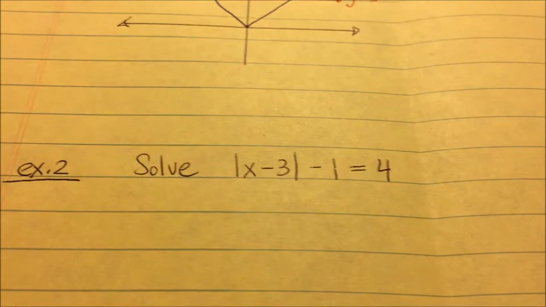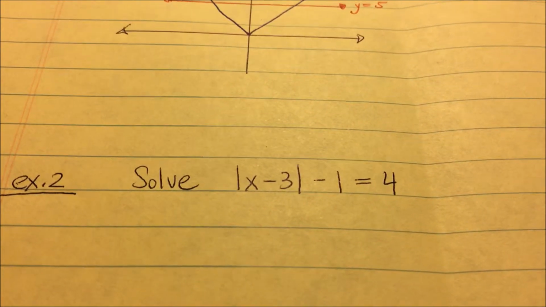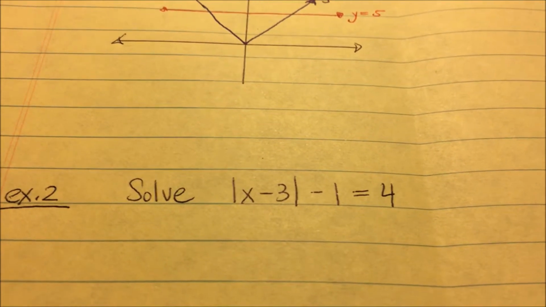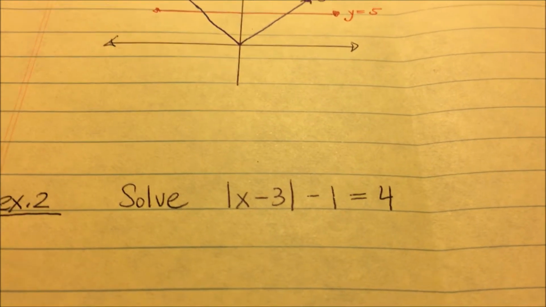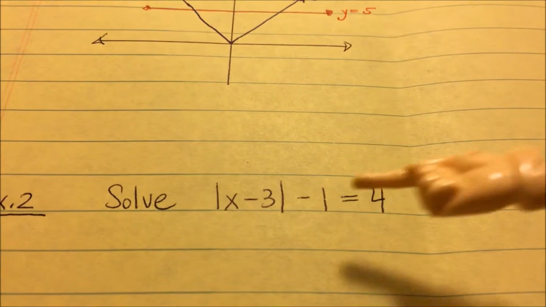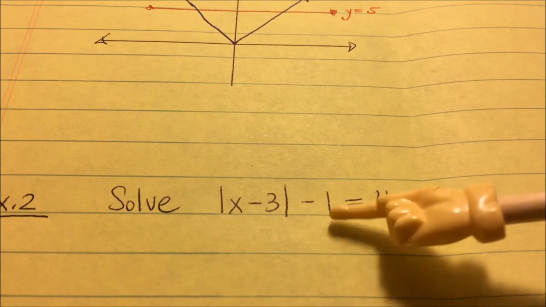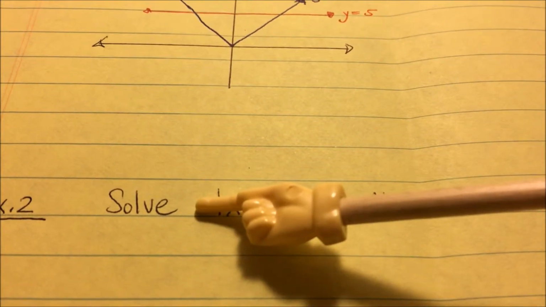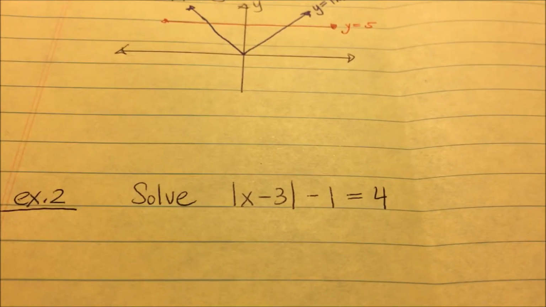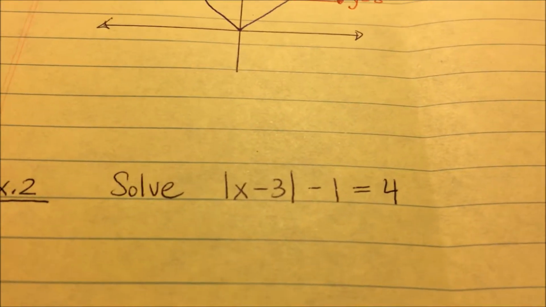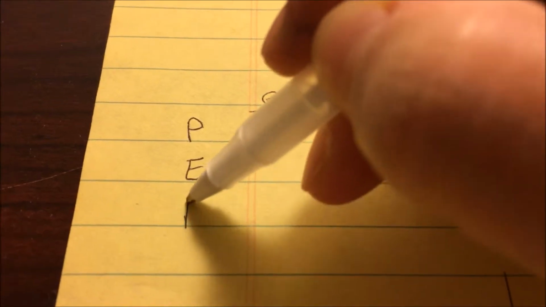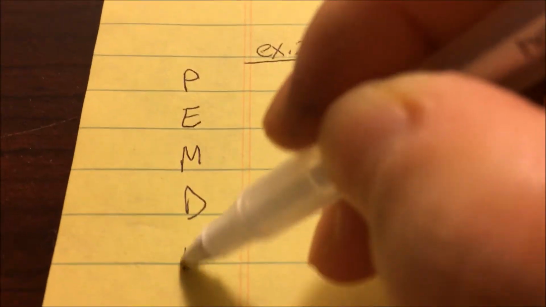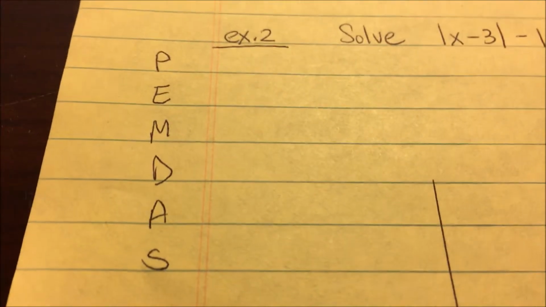Example 2 says solve the absolute value of x minus 3, minus 1, is equal to 4. Whenever we're working with absolute values, similar to what we did in the last section with square roots, you do not want to have a value after the absolute value nor before it. Just like the square root, you want to get rid of those and just have the absolute value by itself, so then you're going to work that problem out. We mentioned before also, if you work the opposite of PEMDAS, that's going to help us in solving for x.